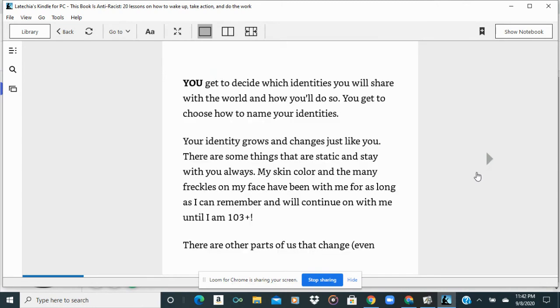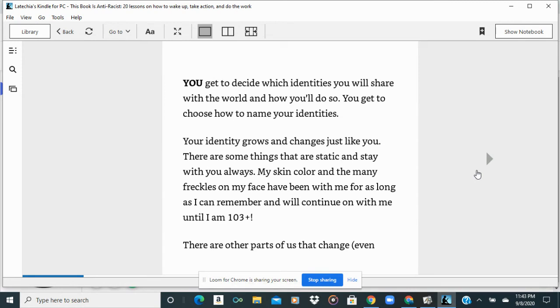You get to decide which identities you will share with the world and how you'll do so. You get to choose how to name your identities. Your identity grows and changes just like you. There are some things that are static and stay with you always. My skin color and the many freckles on my face have been with me for as long as I can remember and will continue on with me until I'm 103 plus.